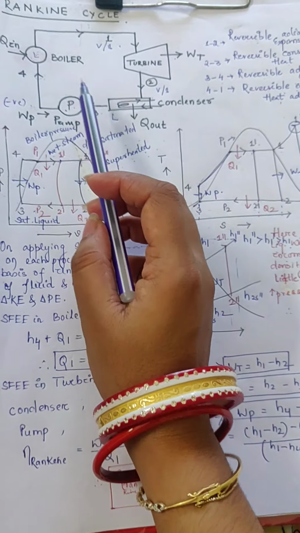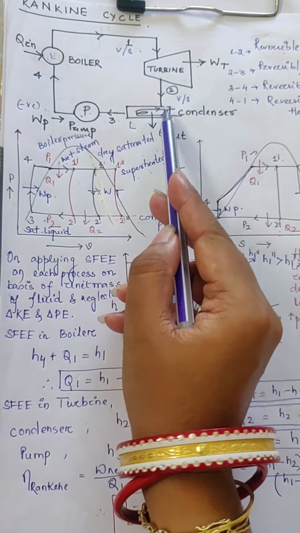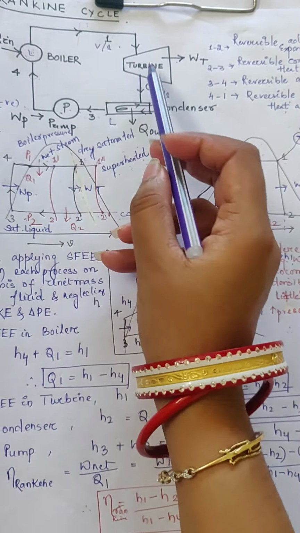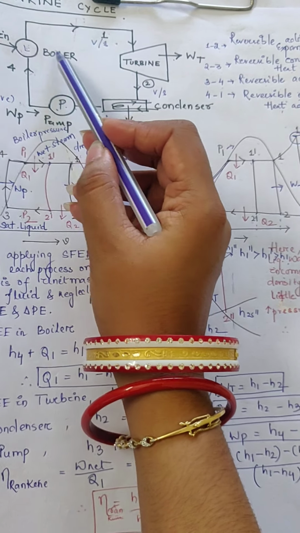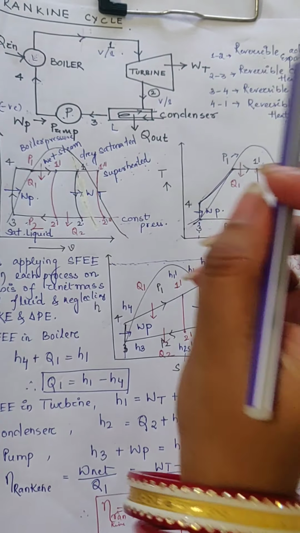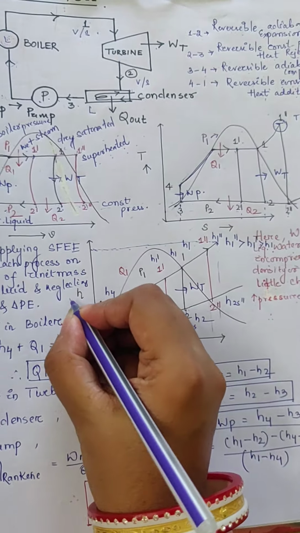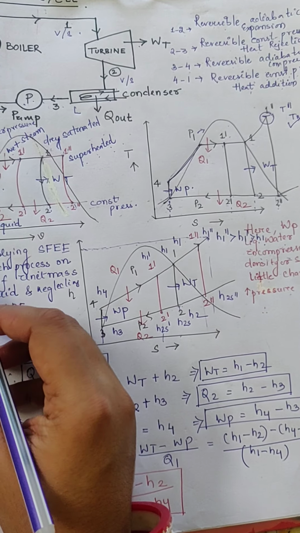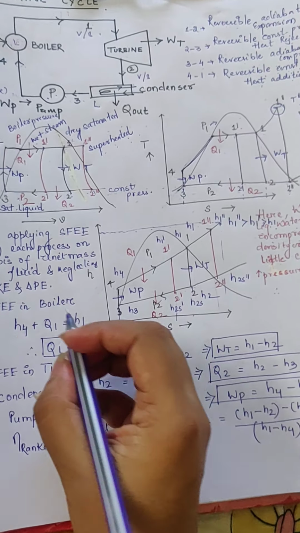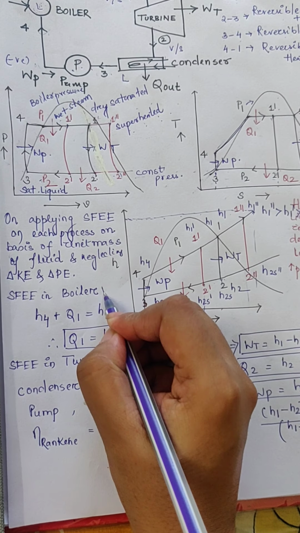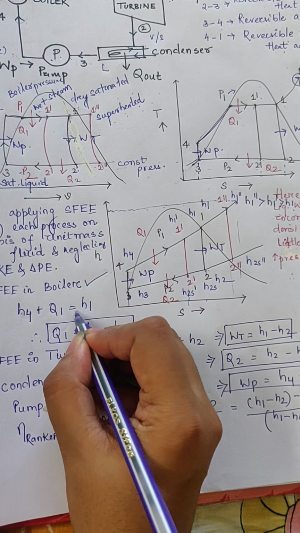Now we have to consider each part as a steady flow energy equation. Earlier we learned what the steady flow energy equation is. In every steady flow energy equation, you have to neglect the kinetic energy and potential energy, and you have to consider a basic unit mass of fluid, meaning 1 kg of fluid. So on applying the steady flow energy equation on each process, first of all we consider the boiler. Look at this equation. It has been written that H4 plus Q1 is equal to H1.